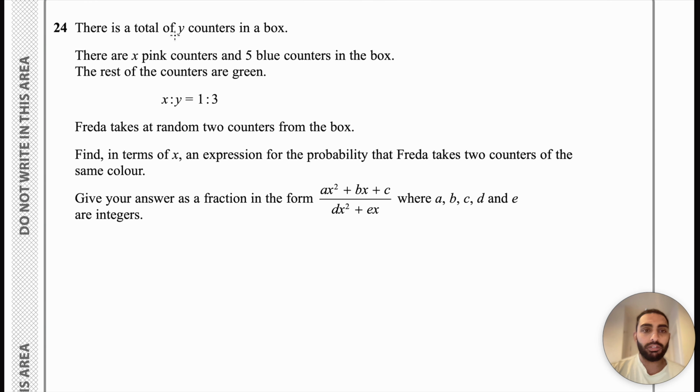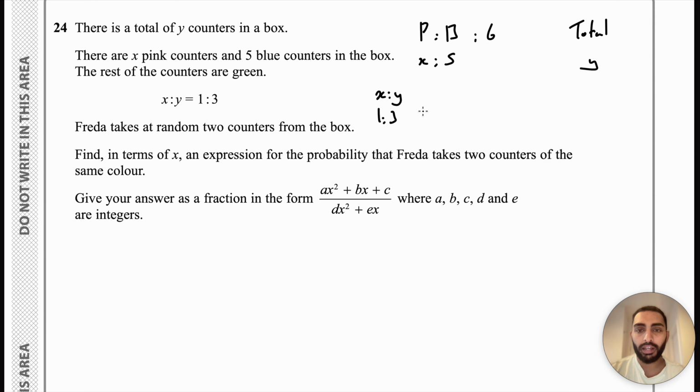Question 24. There is a total of y counters in a box. So let's just make a note of that. The total of all of the counters is y. There are x pink counters and 5 blue counters in the box. So pink to blue is x to 5. And the rest of the counters are green, so there are also green counters. And x to y is 1 to 3. So x to y is 1 to 3, and I can translate this into an equation, cross-multiplying these.